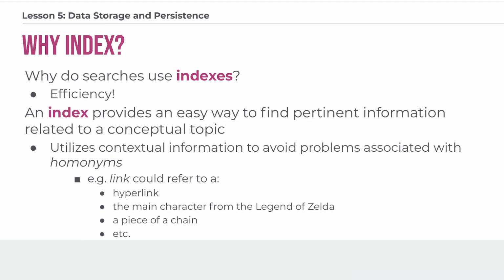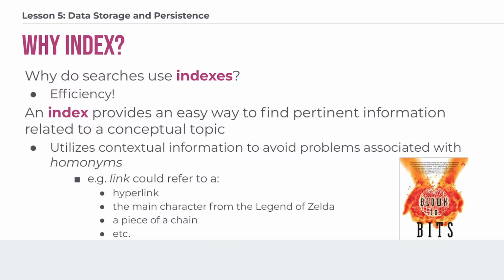That is much easier than the alternative, which is let's start at page 1 of Blown to Bits and skim and hope that we catch any occurrence of the word link so that we can read about it, right? That would be awful. And worst of all, every time you need that same information again, you would have to perform the same steps unless you were creating an index of your own, right? And having an index solves that problem.